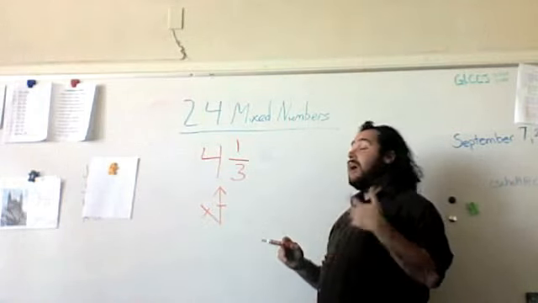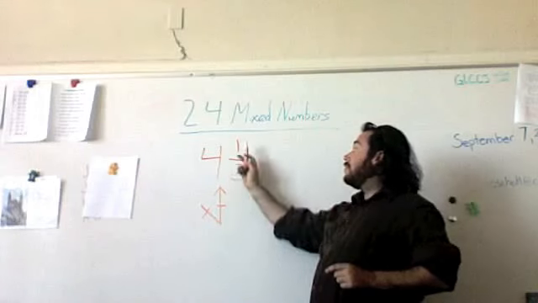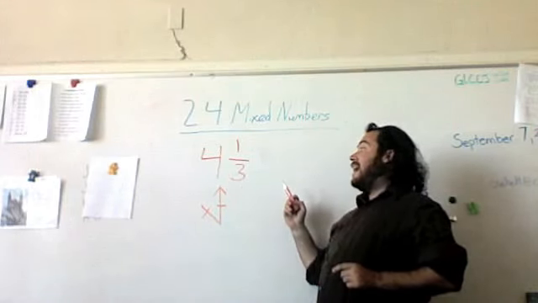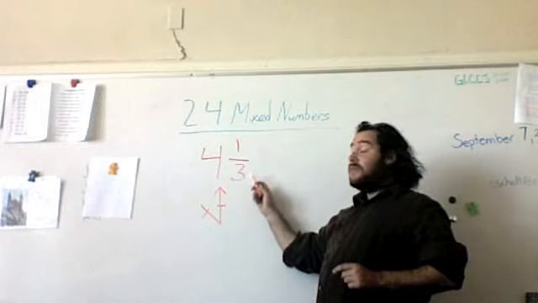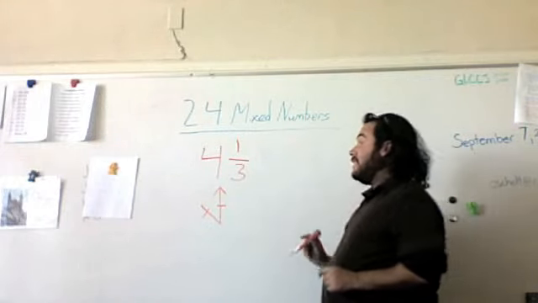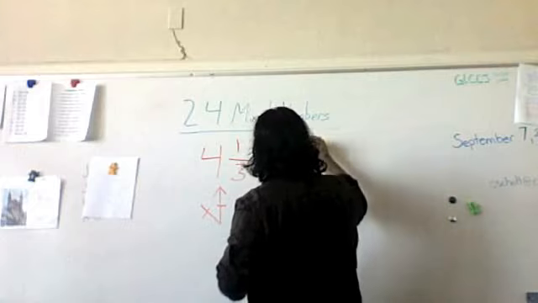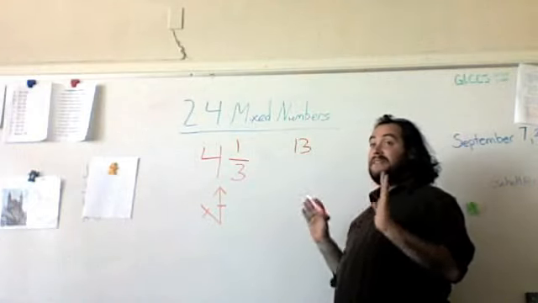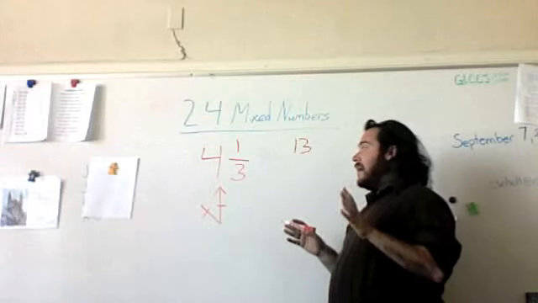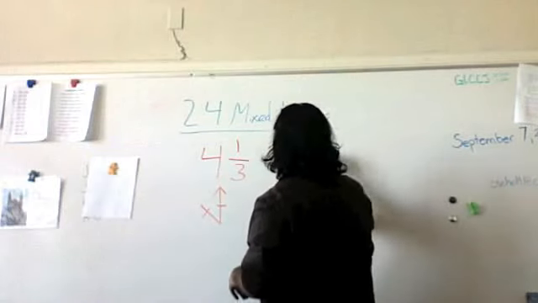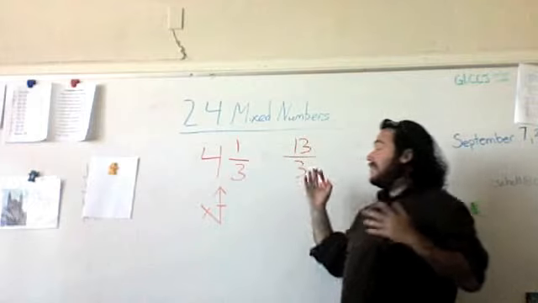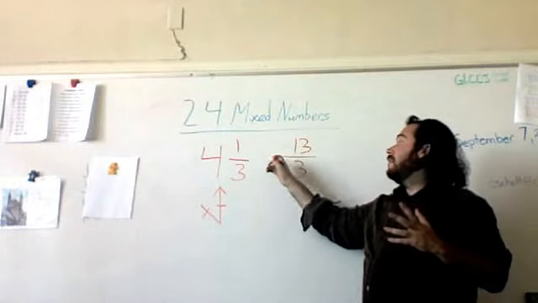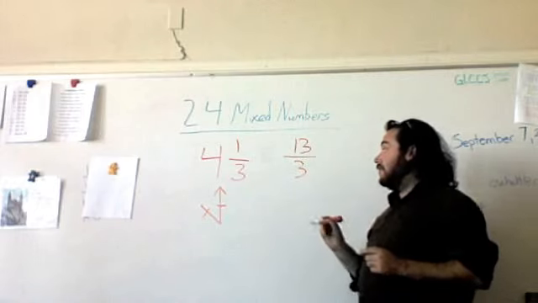Then we're going to keep following the symbol as it goes up. And here, the slash looks like an addition sign, so we're going to add. 4 times 3 was 12. 12 plus 1 is 13. Our denominator is going to stay the same. That's really important. The denominator is not going to change. So we see that 4 and 1/3 is the exact same thing as 13/3.